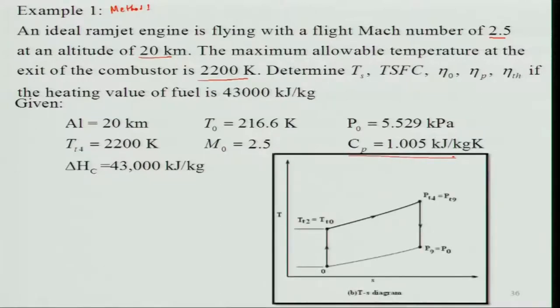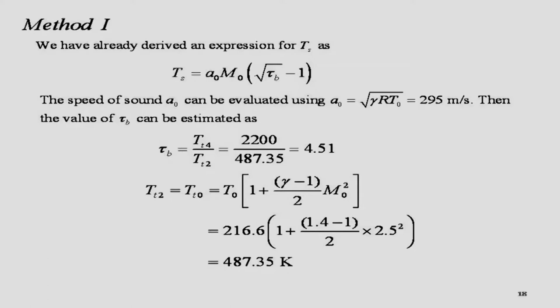So this is the process we have looked at on the TS diagram. 0 to 1 is the ram compression, then the heat addition, combustion, from station 2 to 4, and then the expansion in the nozzle. So we will know these values and do the needful. Method 1, as I told you, we have already derived those expressions for the specific thrust.